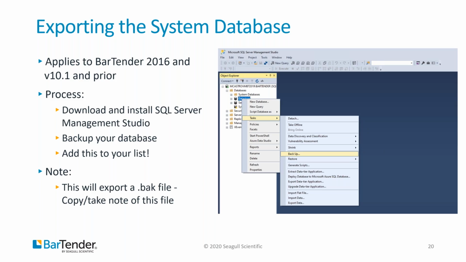Note that if you're using a central SQL server hosted on a non-BarTender PC, you can also just duplicate the system database there or ask your DBA to do so, and then connect to the duplicate from BarTender 2019, which we will cover in a few slides.